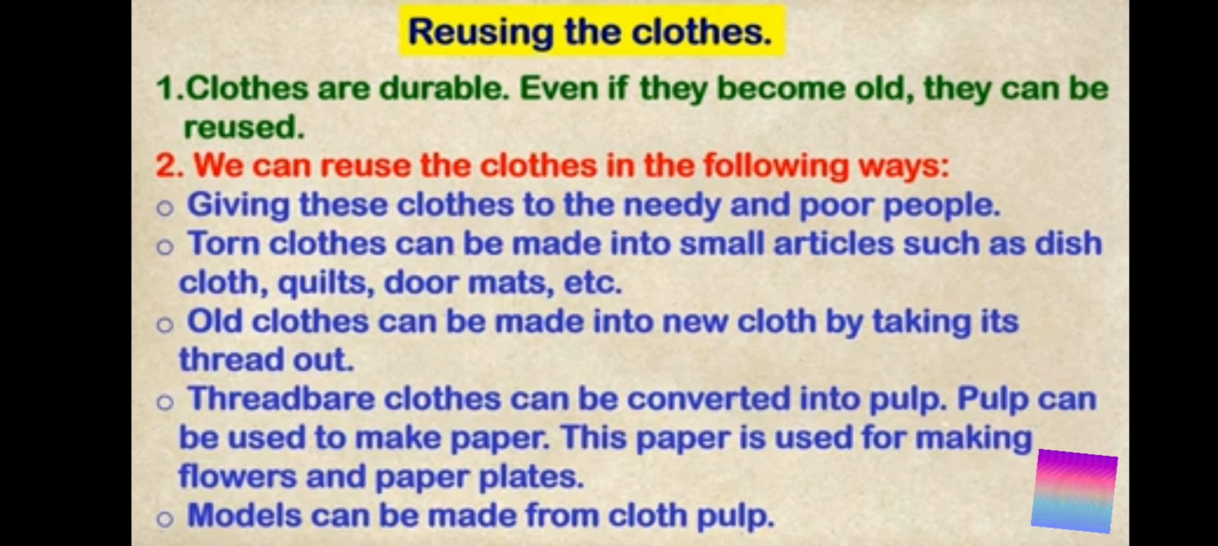Threadbare clothes can be converted into pulp. Pulp can be used to make paper. This paper is used for making flowers and paper plates. Models can be made from cloth pulp.